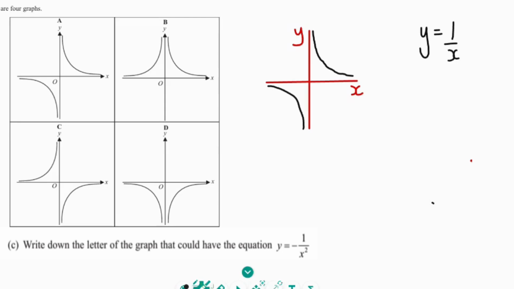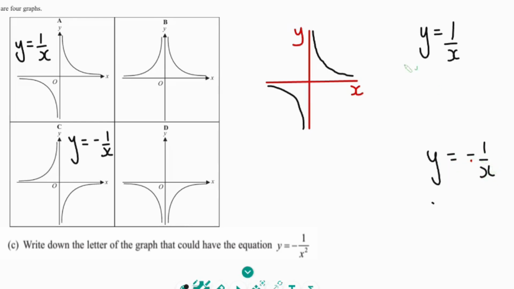Okay, let's have a look at graph C now. We discussed the graph A was y equals 1 over x. This is actually the graph of y equals minus 1 over x, and it is a reflection of A in the x-axis. Let me explain why.